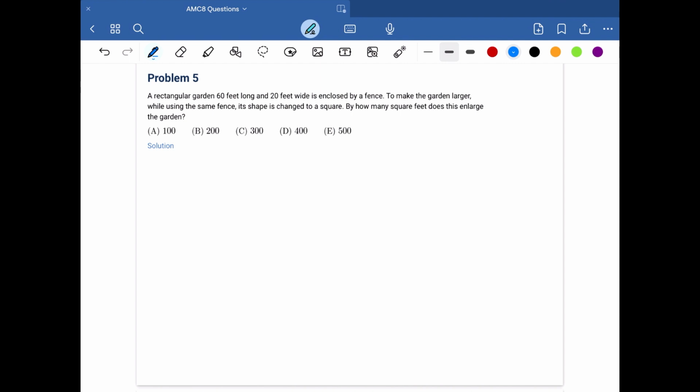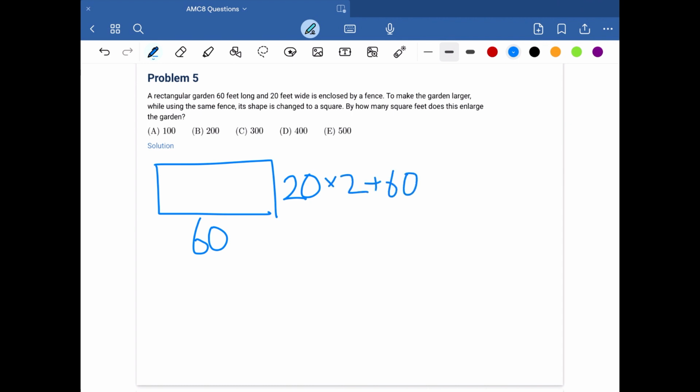Problem number 5 says, a rectangular garden 60 feet long and 20 feet wide is enclosed by a fence. To make the garden larger while using the same fence, its shape is changed to a square. By how many square feet does this enlarge the garden? So the garden is like this, a rectangle, 60 feet long and 20 feet wide. And to find the enclosed fence length, we have to find the perimeter of this rectangle. To do this, we do 20 times 2 plus 60 times 2, which is equal to 40 plus 120, which is equal to 160.